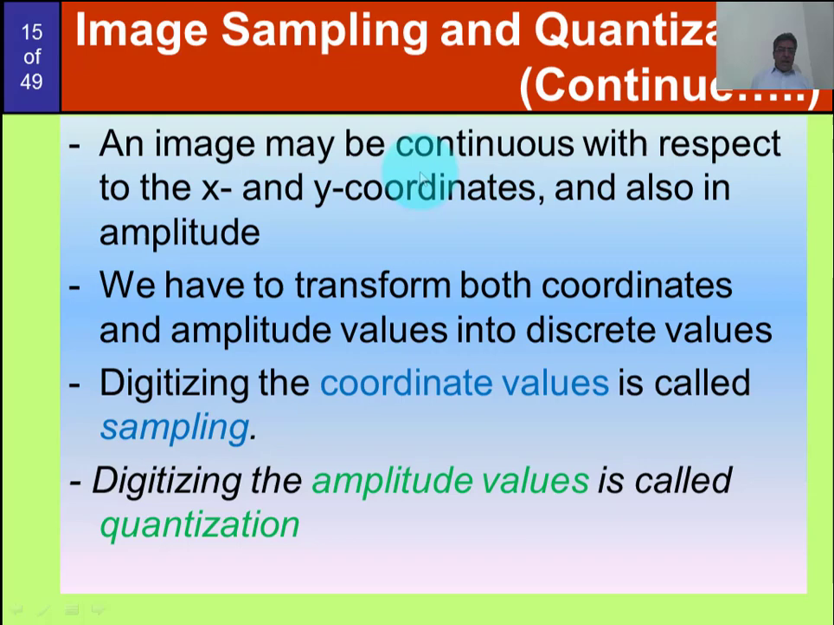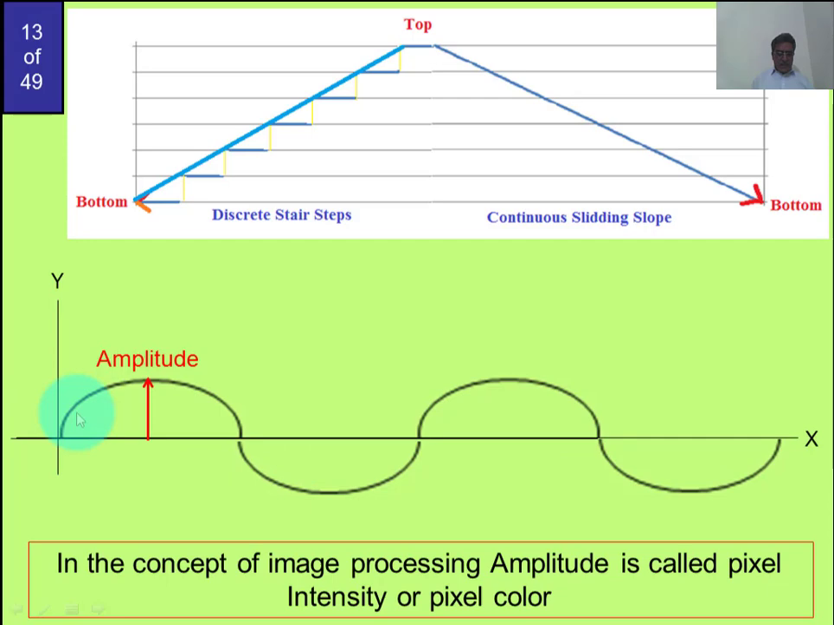Image sampling and quantization. An image may be continuous with respect to the XY coordinate and also in amplitude. You are well known about the XY coordinate in the geometry of mathematics, and similarly you are also familiar with the concept of amplitude, because it belongs to physics. Let's suppose this is an x and y plane, and this is a sine wave. In this sine wave, the highest point of the wave, measured from the x axis to this point, is called amplitude.